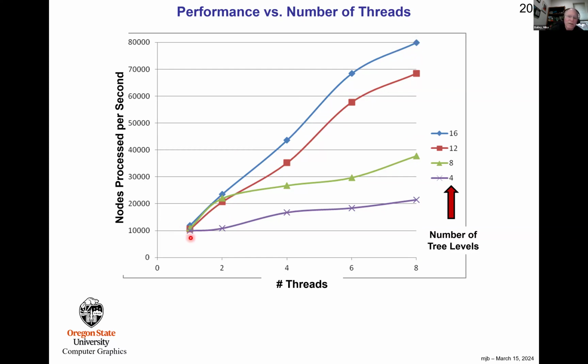That is, as always, low numbers of threads and low numbers of tree levels, the data set size, give you low performance. There just isn't enough there to keep the threads busy. So these are the kind of results I got. I think this gap in here is interesting, going from 8 to 12. There's quite an increase in performance here, but not so much from 12 to 16.